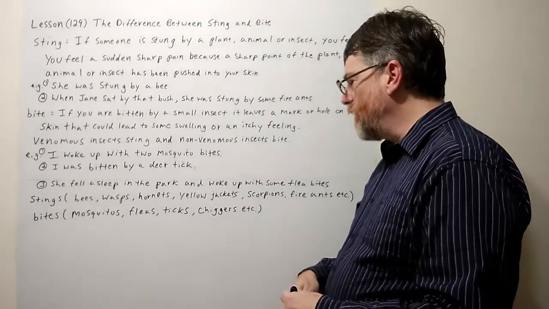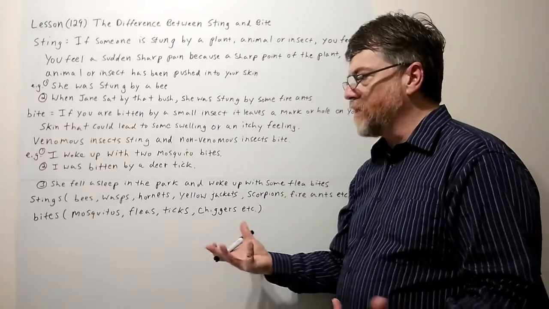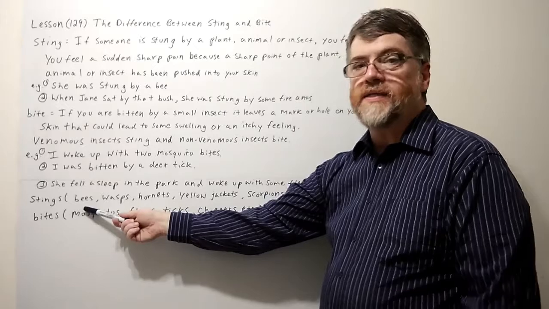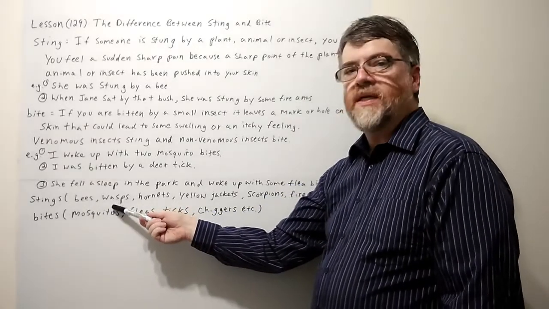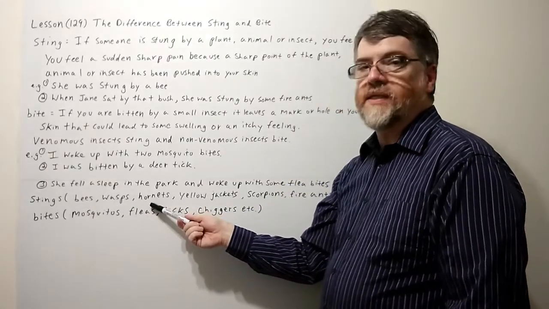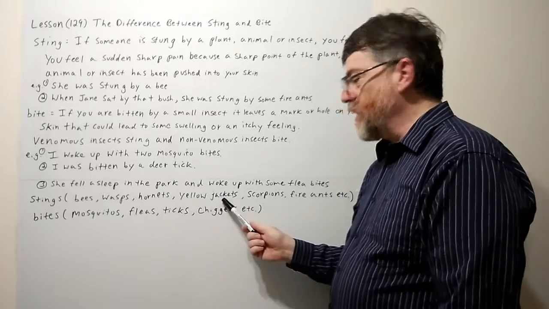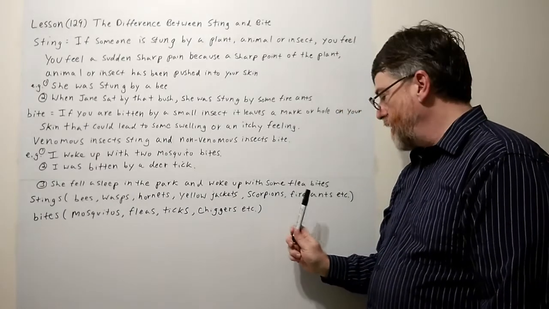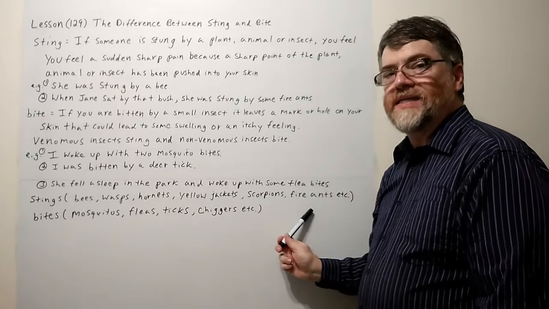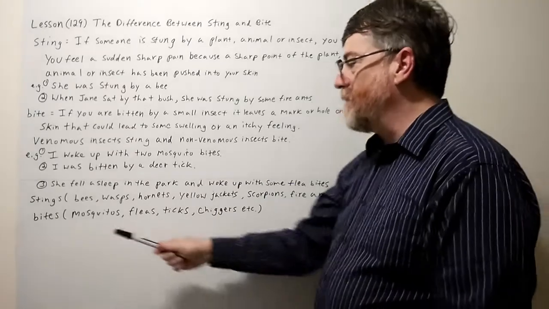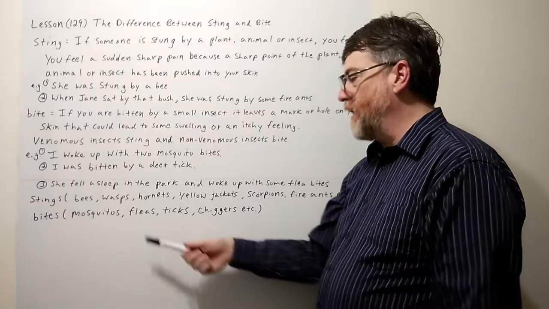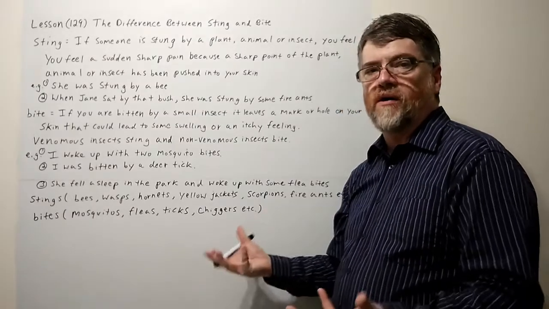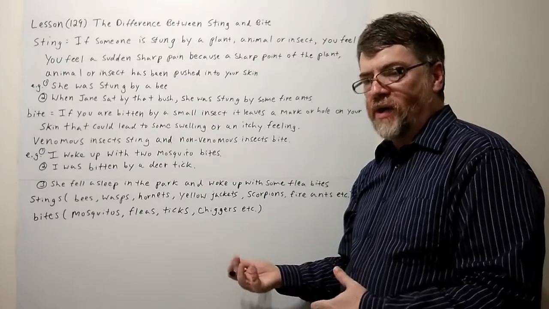Okay, good. And here's just some of the most common ones that we might use with sting and bite. So obviously, bees sting, wasps sting, hornets sting, yellow jackets sting, scorpions sting, and fire ants sting. All right, and bites, of course, mosquitoes bite, fleas bite, ticks bite, chiggers bite, and of course there are more, but I hope you got the point.